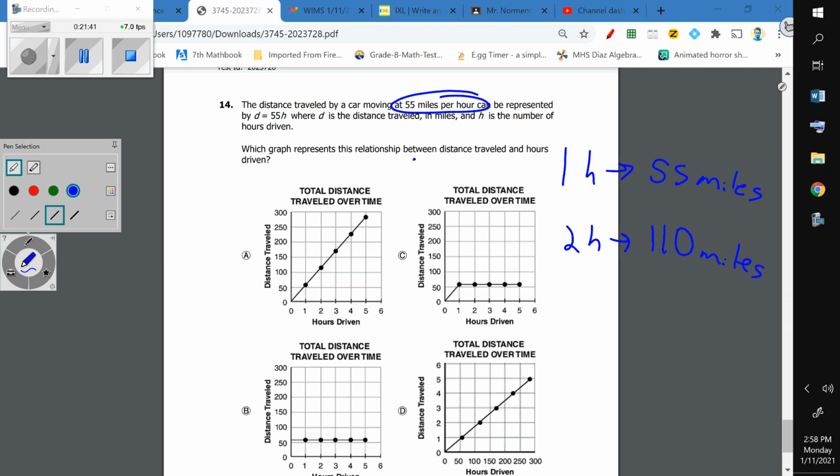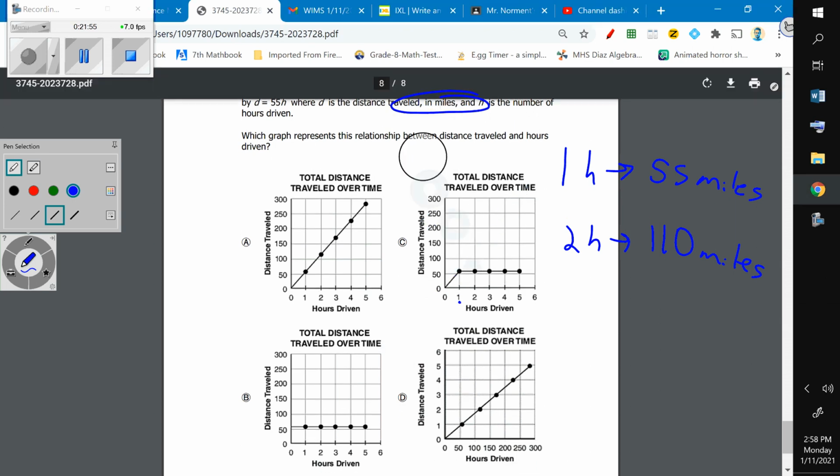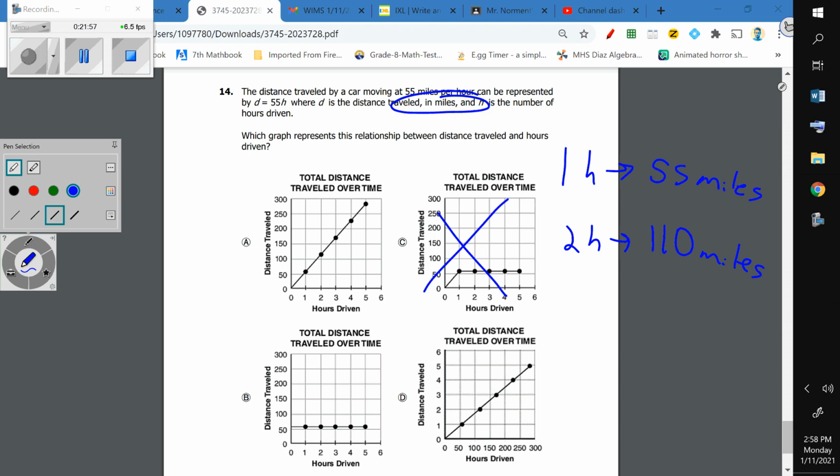So let's look at C. 1 hour, 55, that checks. That checks out. What about 2 hours? That's 110. Wait a second. It goes straight. No, that's a bad answer, okay? That's a bad answer. So it's not C. Well, let's look at B. Look at that. See how no matter how many hours you've driven, it stays at 55? Bad answer. Is it A or is it D?